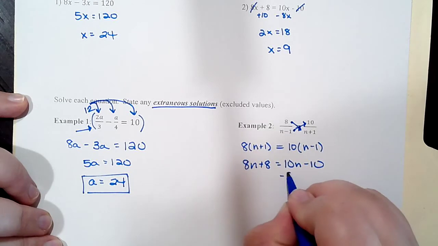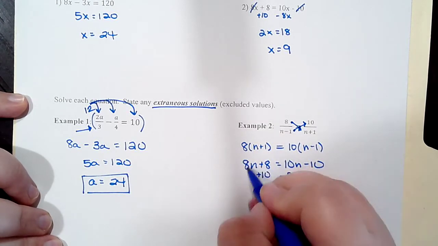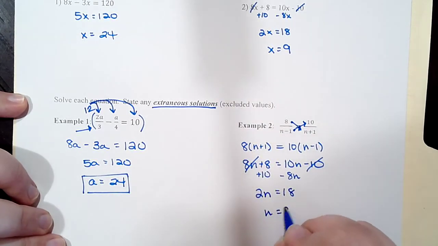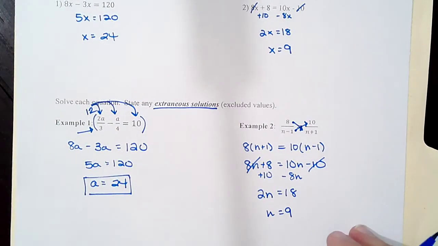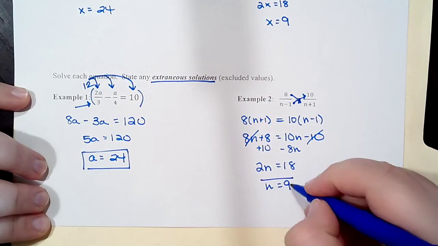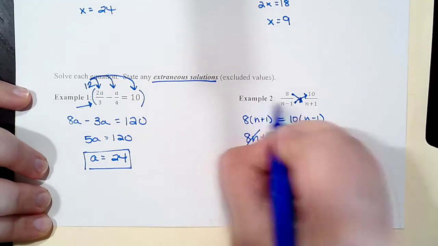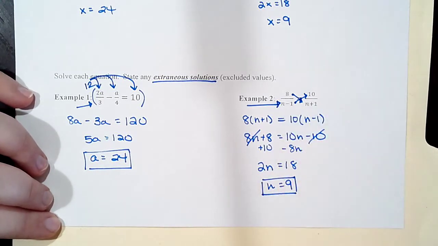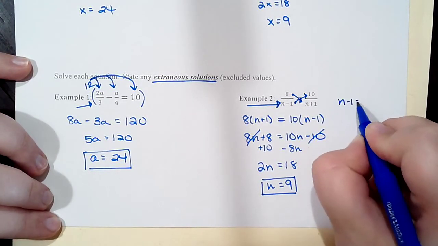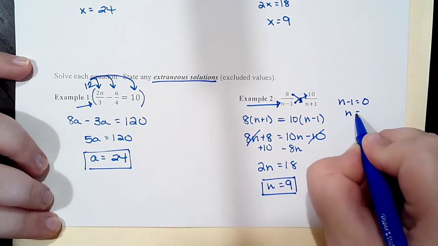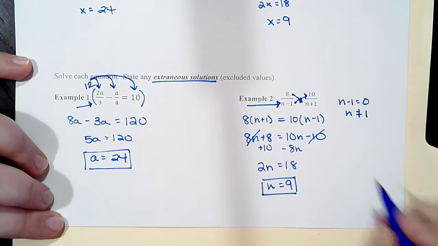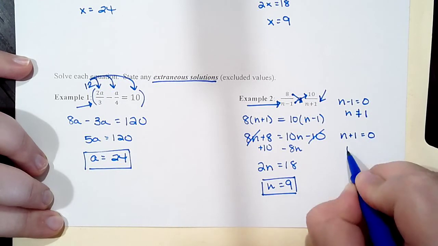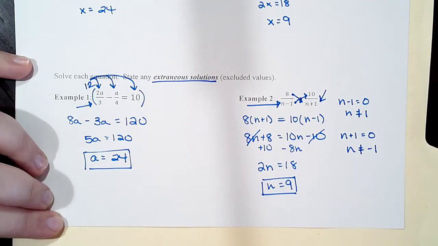All right, same thing. Minus 8n here, plus 10 there. Those cancel. 2n equals 18, n equals 9. However, this time we're not quite done. While this is a perfectly good answer, we have to make sure there's no extraneous solutions in the denominator. What are two values that would make these 0? Well, the first one is n minus 1 equals 0, telling me that one extraneous solution is 1. The other involves this n plus 1 equals 0, making my second extraneous solution negative 1.